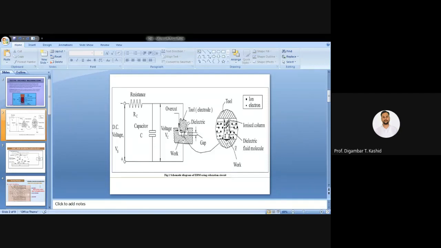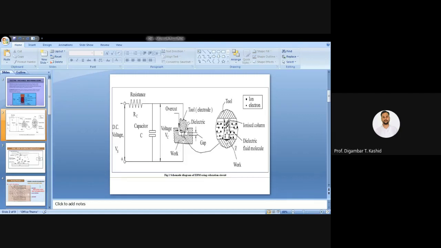You can see here in this figure, we have the tool and here we have the workpiece, which has to be machined. This workpiece means the component which has to be machined by this EDM process. You can see a spark occurs between the tool and the workpiece.